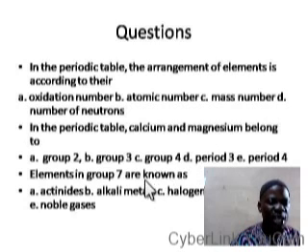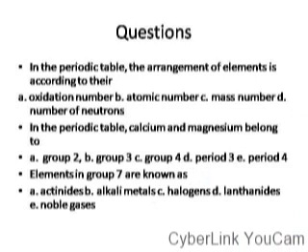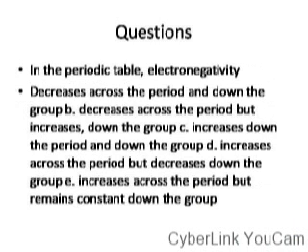Now look at the next question. Elements in group 7 are called what? Or are known as what? They are known as halogens. Halogens. And that is option C, as you can have it in that question. Coming to the next question.